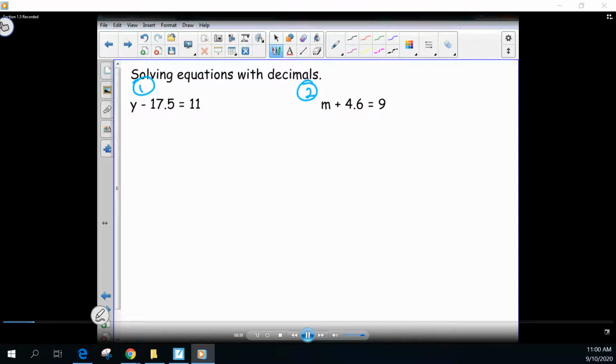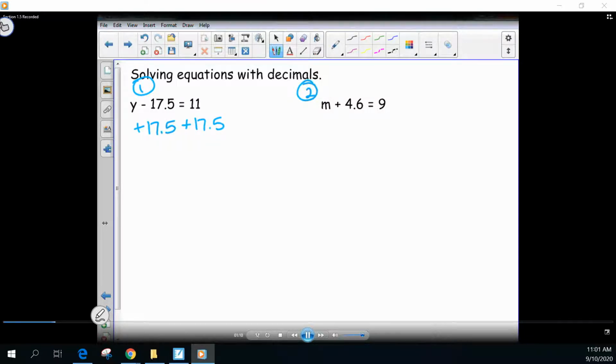So we have y minus 17.5 equals 11. So what we need to do here is get y by itself. So we have to work with what's called the inverse operation, which is the opposite. So if we have minus 17.5, we need to do the opposite of that, which is add 17.5. And what you do to one side, you have to do to the other. So we need to also add 17.5 to 11.